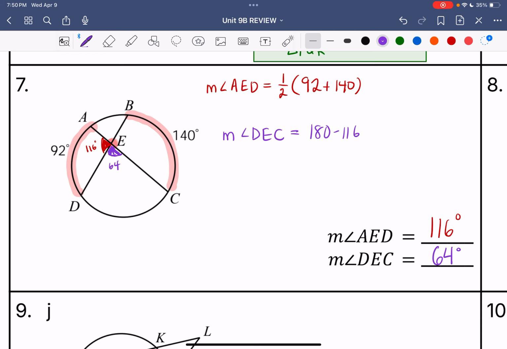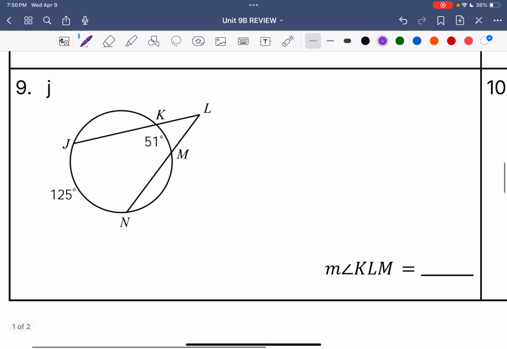Okay, number 9. Oh, I put a random J. Pretend that wasn't there. They want us to find the measure of angle KLM. So here's KLM, this angle right here.